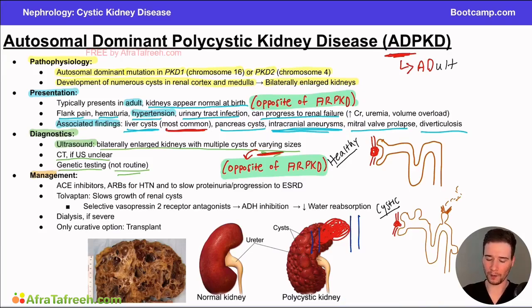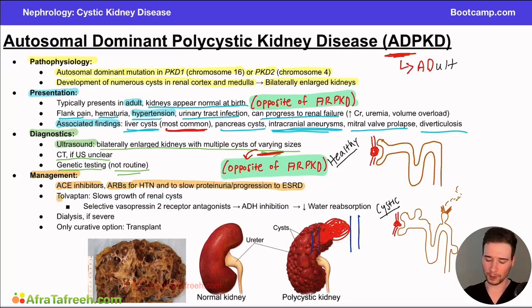We have to know, what are we offering these patients? Well, we're going to do symptom management more or less. We're going to include ACE inhibitors and angiotensin receptor blockers for their hypertension and to slow the progression of their proteinuria and their progression to end-stage renal disease. We talked about this in our RAS system video, and in our ACE inhibitors and angiotensin receptor blocker video, how these actually work, right? They can be used for hypertension and they are nephroprotective medications, and they would be useful for these patients.